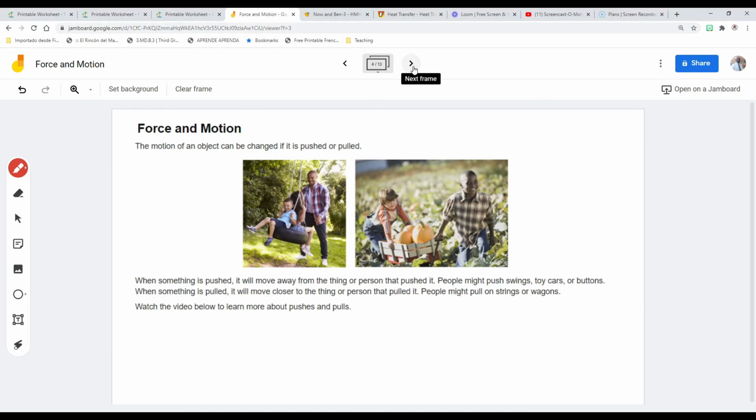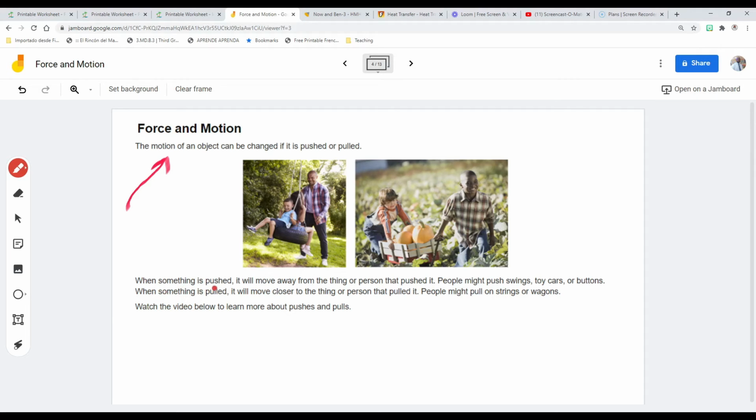Force and motion. What is the difference between force and motion? How are they related to each other? How are they determining the direction or the speed of an object? The motion of an object can be changed if it is pushed or pulled. The motion or the movement of an object can be affected depending on the force you apply to it. Whether you use a pull or push force will determine how far or where that object is going to move.